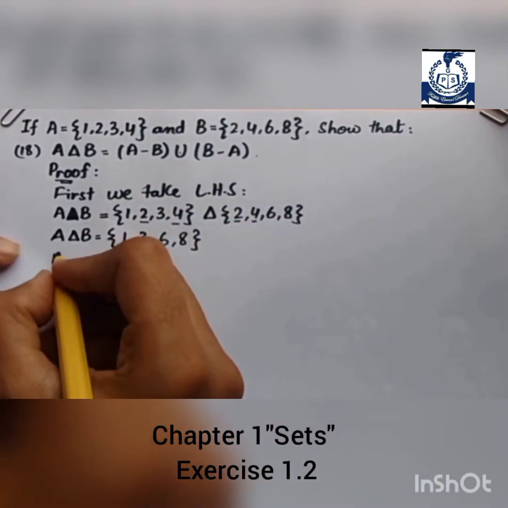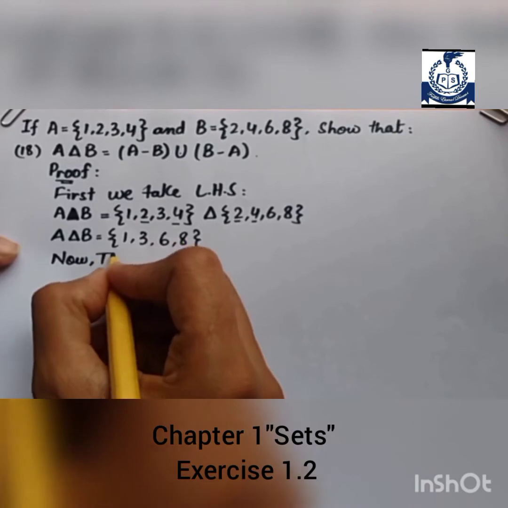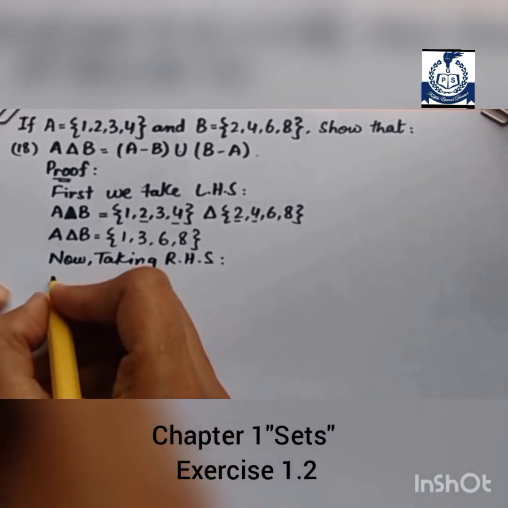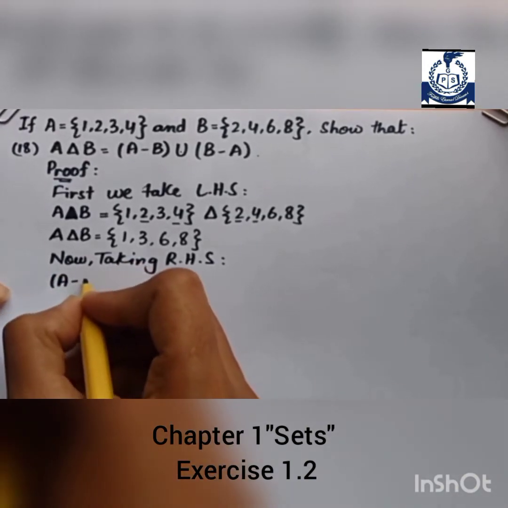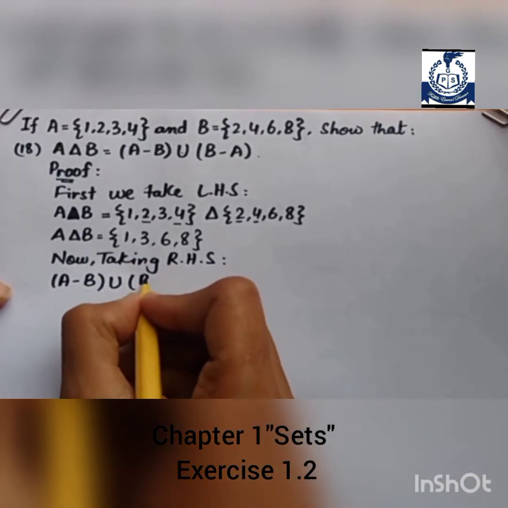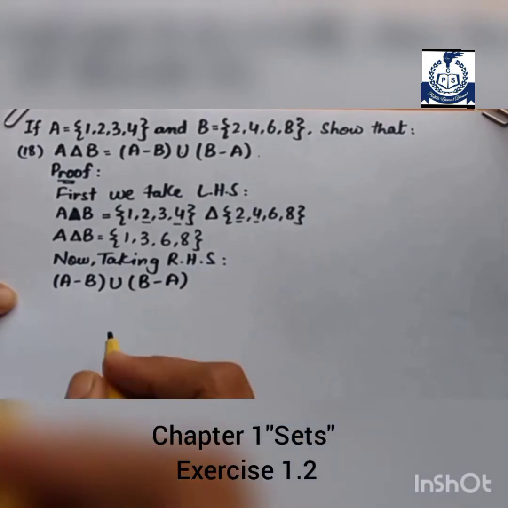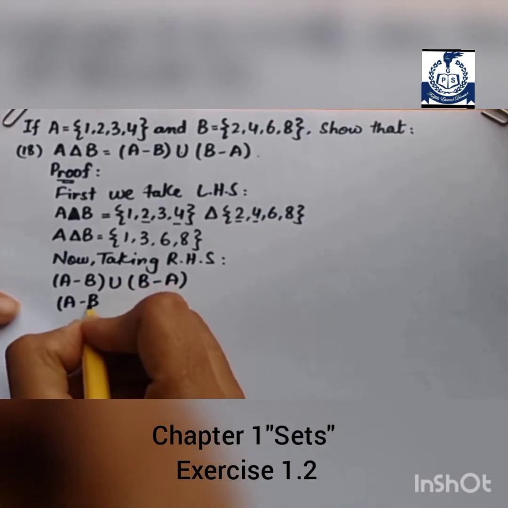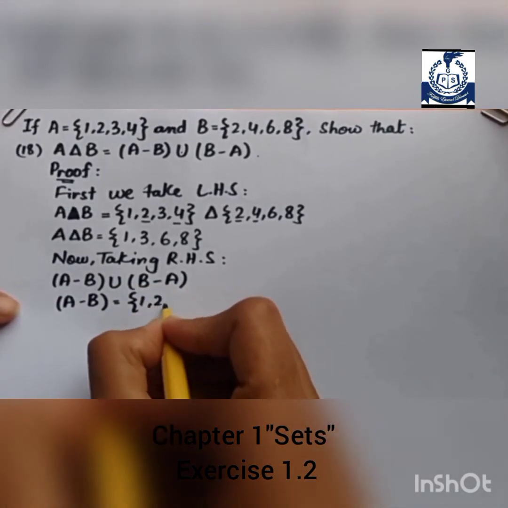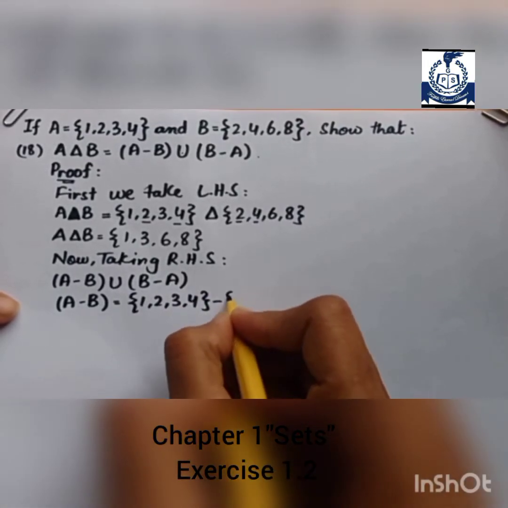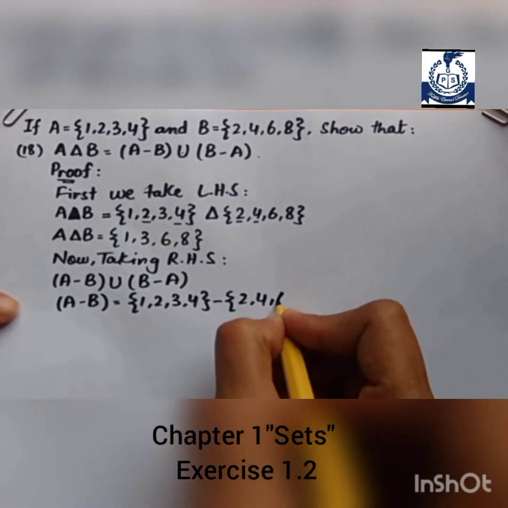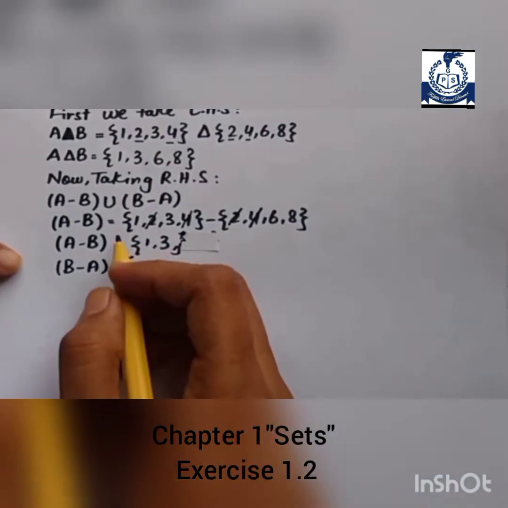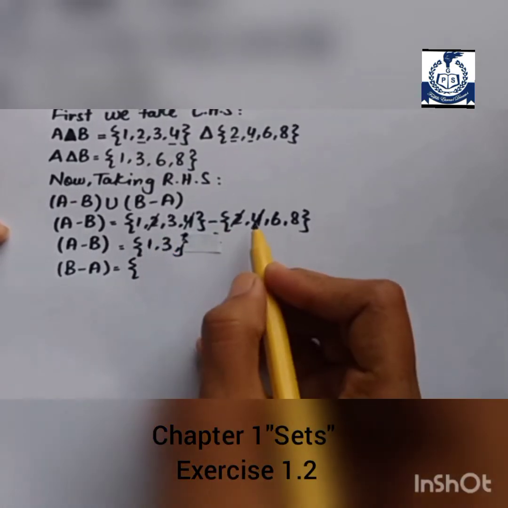Then we find the right hand side. Right hand side is equal to (A minus B) union (B minus A). So first we find A minus B. In place of A we write {1, 2, 3, 4} minus B, which is equal to {2, 4, 6, 8}. So we cancel out the same elements, 2, 4. A minus B is equal to {1, 3}.